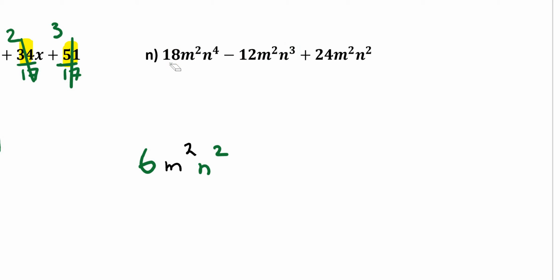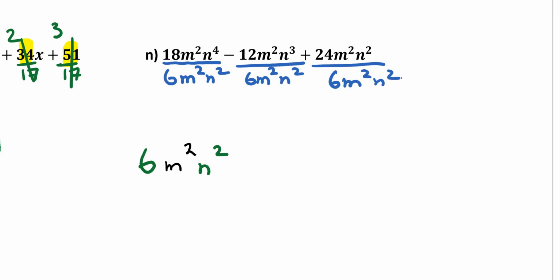Okay, so our GCF is 6m squared n squared, and that means I can divide every single term by 6m squared n squared, 6m squared n squared, and another 6m squared n squared. All right, and now we can figure out our expression in the bracket by doing the division.